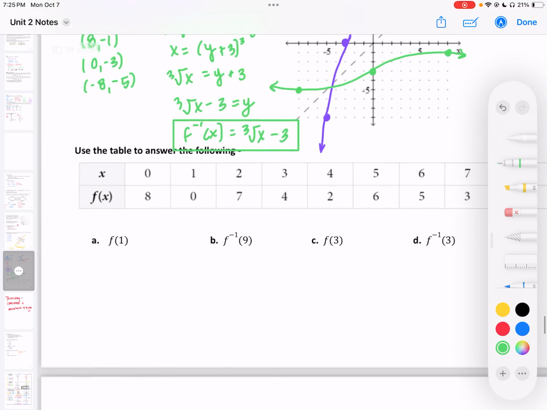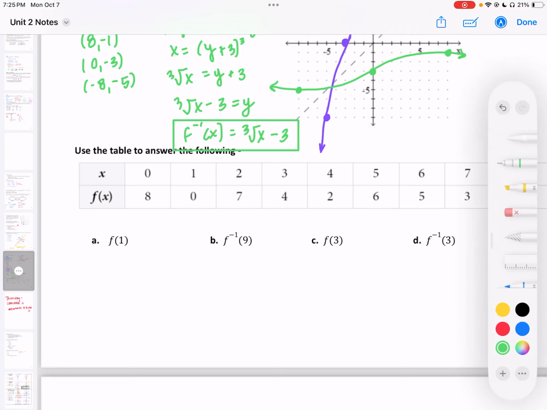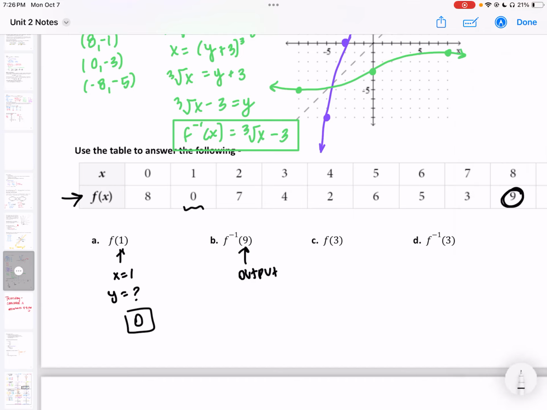All right, let's take a look at using the table. Essentially what this is telling you when you have inverses versus a regular function is, is the x the input or is the y the input? Here we're saying x is equal to 1 and y equals what? Because we're basing this off of the original function. So when x is 1, we get 0. Here we're saying the output of the original function was a 9, which means we're looking at this and we're getting 8 as the original input, right? But with inverses, we're saying 9 goes in, 8 comes out because x and y have flip-flopped.